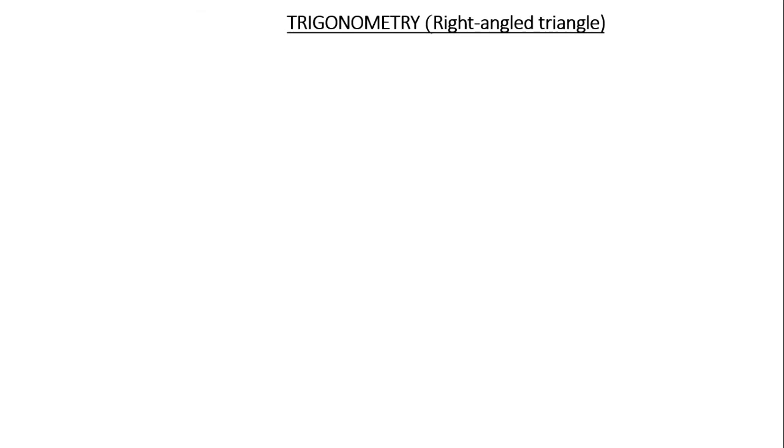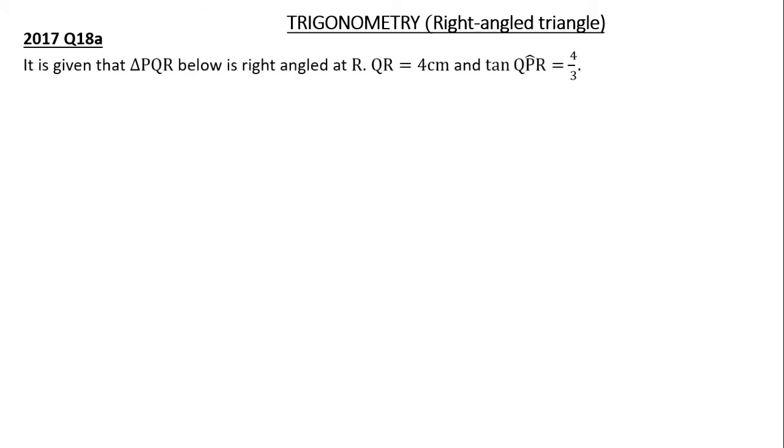Trigonometry in right-angled triangles. 2017. It is given that triangle PQR below is right-angled at R, QR equal to 4 centimeters, and tan QPR equal to 4/3. Find sine PQR.